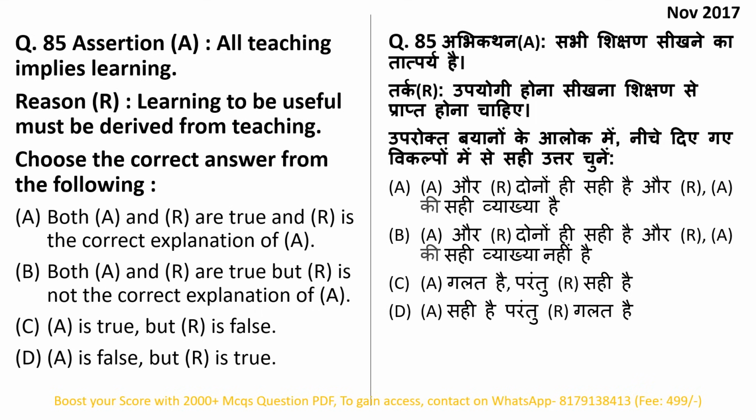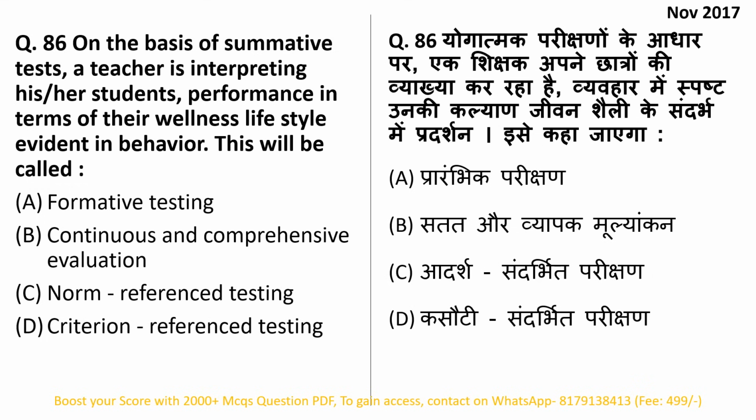Assertion: all teaching implies learning. Reason: learning to be useful must be derived from teaching. The right answer is option C. All teaching implies learning. This is true, but learning to be useful must be derived from teaching. See, learning can be done through experiences also. So it is not true that only teaching will make learning useful. So this is not right. Assertion is true, reason is false.